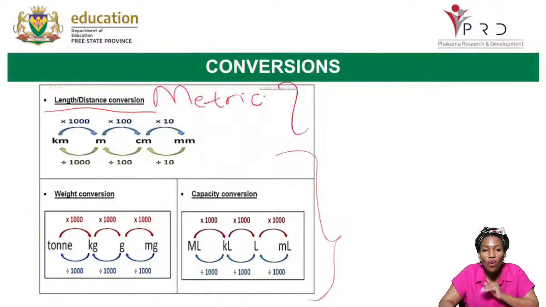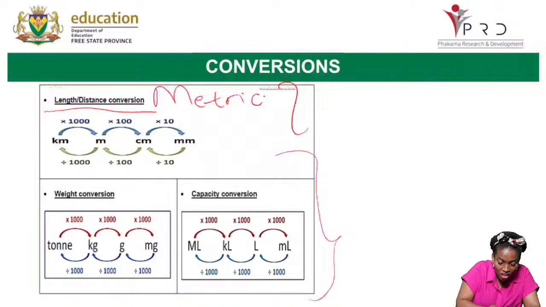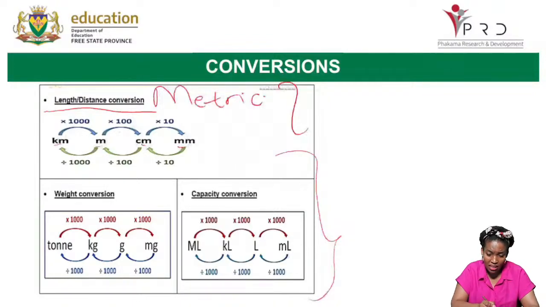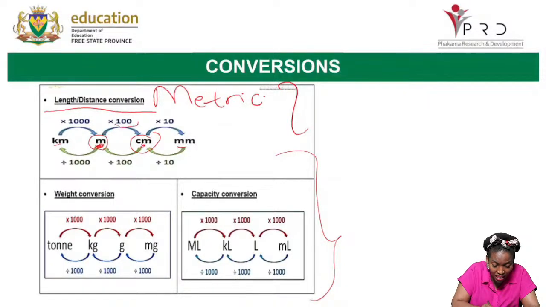The examiner will not give you a conversion factor between kilometers and meters or centimeters and millimeters. It means you should know how to convert from meters to centimeters. By now in grade 12, you must know that the conversion factor between a meter and a centimeter is 100, and between a centimeter and a millimeter it is 10.